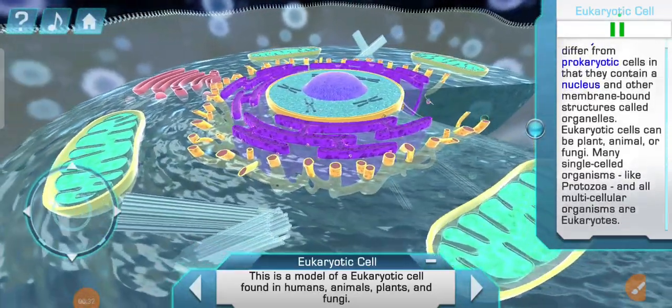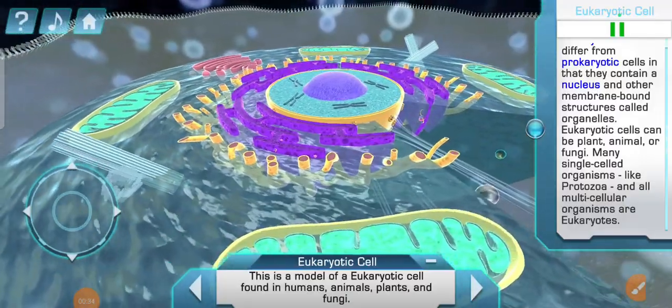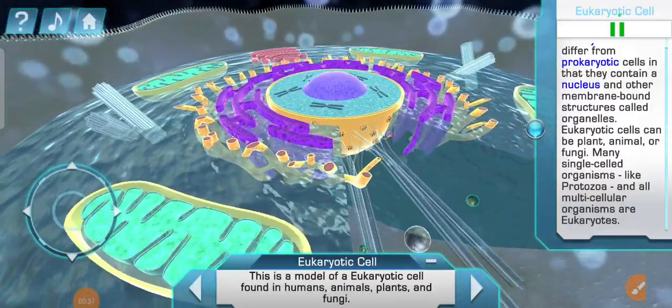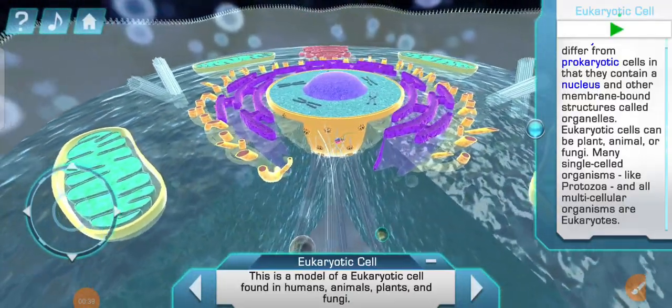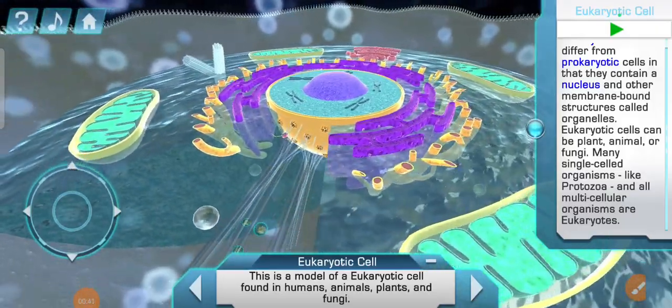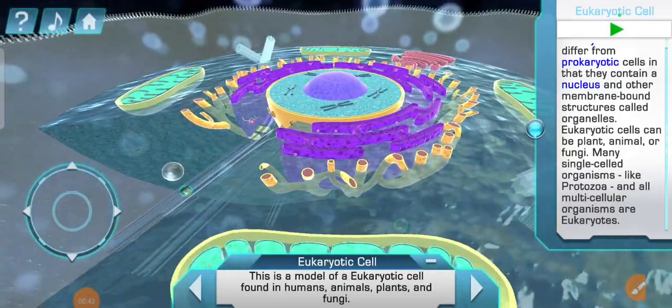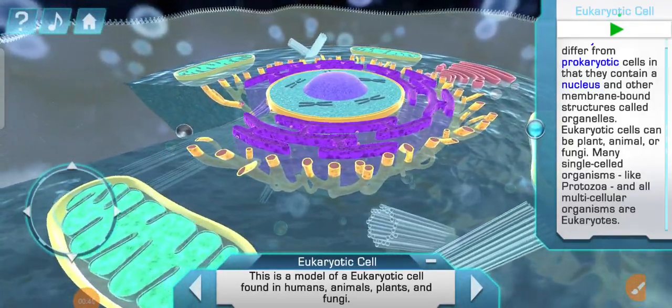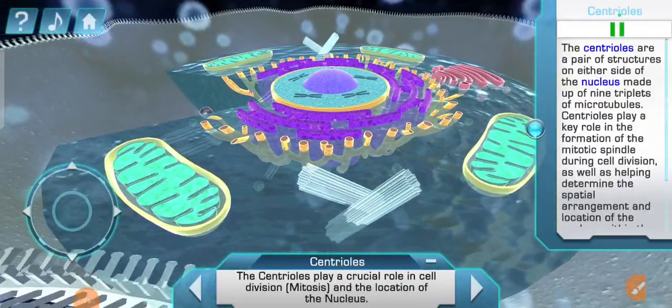Eukaryotic cells can be plant, animal or fungi. Many single-celled organisms like protozoa and all multicellular organisms are eukaryotes. Now we will discuss the organelles of the eukaryotic cell one by one.